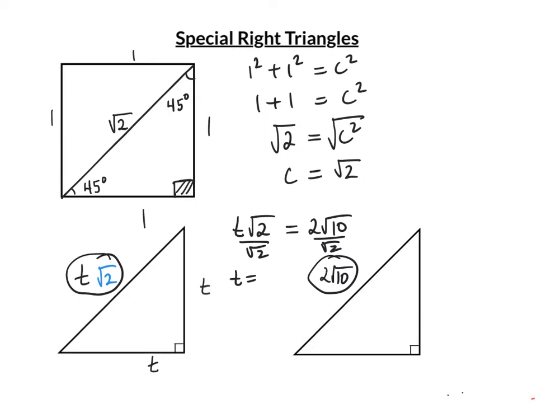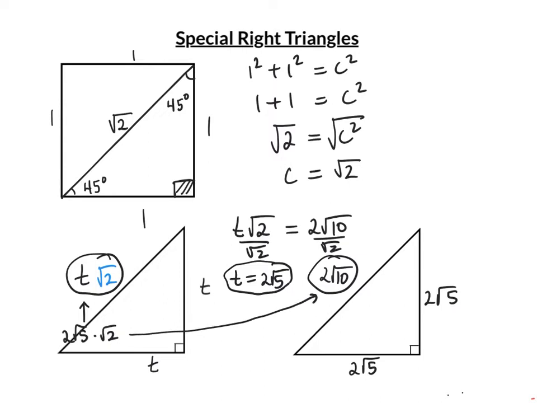2 goes into 10 5 times. These are both roots, so you can divide them. Remember, you can't divide an integer or a whole number with a root. They've both got to be roots, or both got to be whole numbers or integers. So 2 root 10 divided by root 2 then is 2 root 5. And once I know that t is 2 root 5, my sides become 2 root 5, 2 root 5, and if I plug in 2 root 5 times root 2, notice that it is 2 root 10 that I started with.